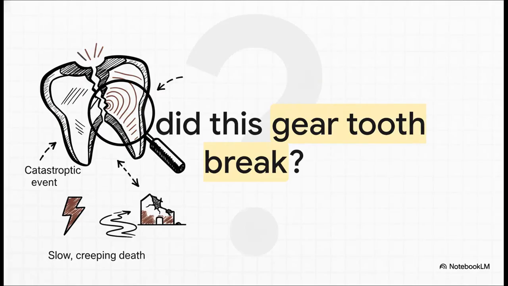Okay, so the worst has happened. A gear failed. Well, that broken tooth tells the story. We have to be forensic engineers here. Was it a single, massive, catastrophic event? Or was this a slow, creeping death that happened over millions of cycles?